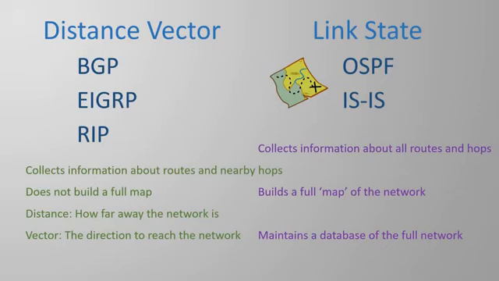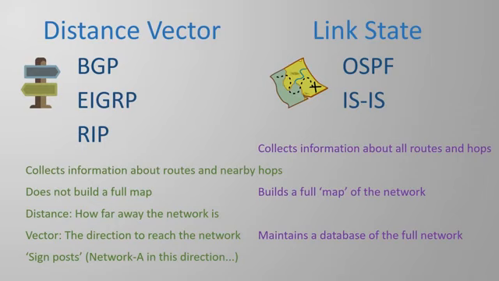In this example, the distance is how far away the network is, and the vector is the direction the network is in. The network direction, you might say. And that's how we get the name distance vector. This makes distance vector routing protocols less like a map and more like signposts pointing the way. If a router gets an update for the same network from two different neighbours, it will look at the distance and use the path that it thinks is better. We'll see this in detail soon.